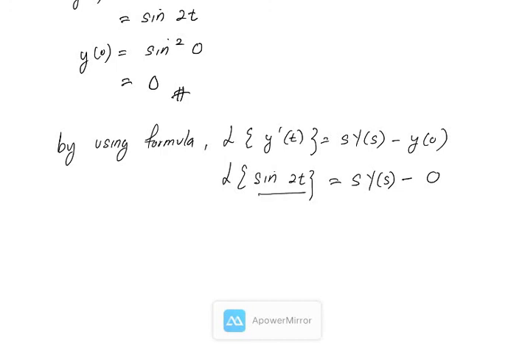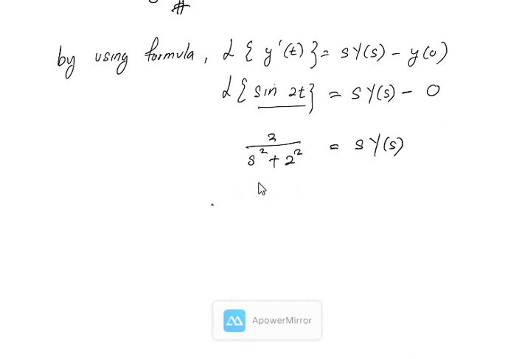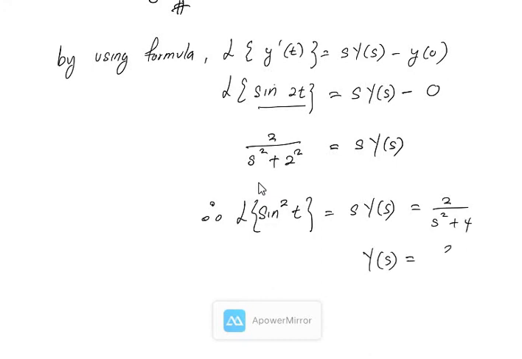Sine 2t, you get 2 over s squared plus 2 squared, equal to sY(s). So this one, sine 2t, you can get from the table of Laplace transform. So now the Laplace transform of sine squared t: sY(s) is equal to 2 over s squared plus 4. So Y(s) is equal to 2 over (s(s squared plus 4)). That's it. Okay.